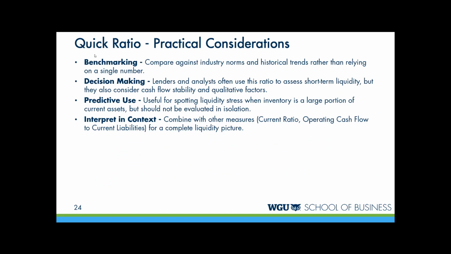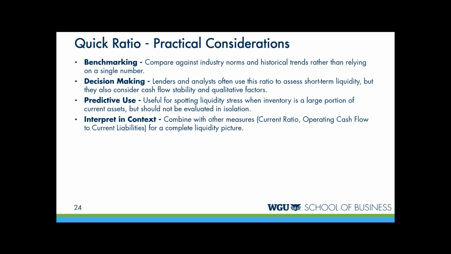The practical uses of the quick ratio, again, are for benchmarking. We're looking at it against other firms in our industry, looking at historical trends rather than relying on a single value for that ratio. We use it in decision making because it tells us our most liquid assets in terms of accessibility. And it also tells us that even though we're looking at our most liquid assets, we also have to take a look at the bigger picture to see the stability of that cash flow and other factors that are going to affect it.